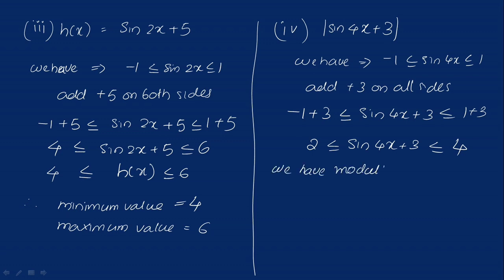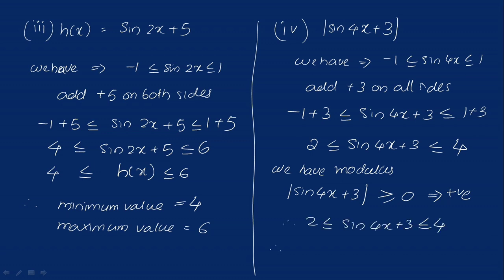So we have modulus of sine 4x plus 3, right? Modulus is always a positive quantity, so it should be greater than or equal to 0. So we can write 2 less than or equal to sine 4x plus 3 less than or equal to 4. The condition is satisfied here. So the minimum value is 2 and the maximum value is 4.